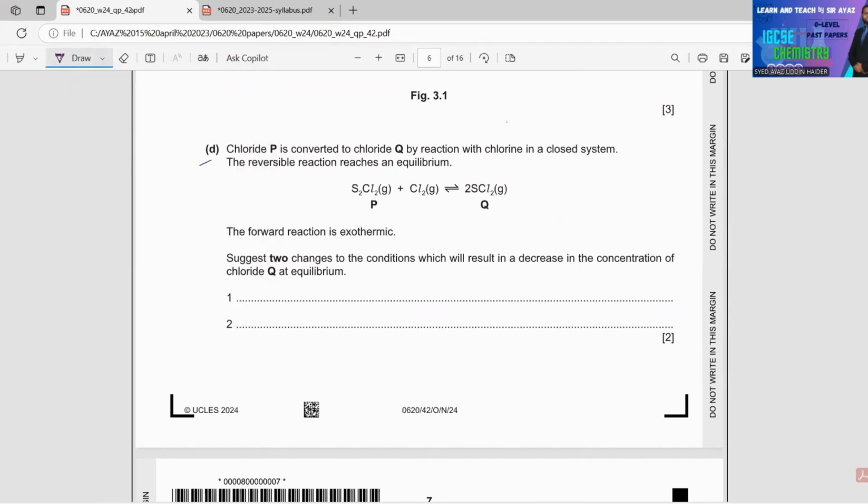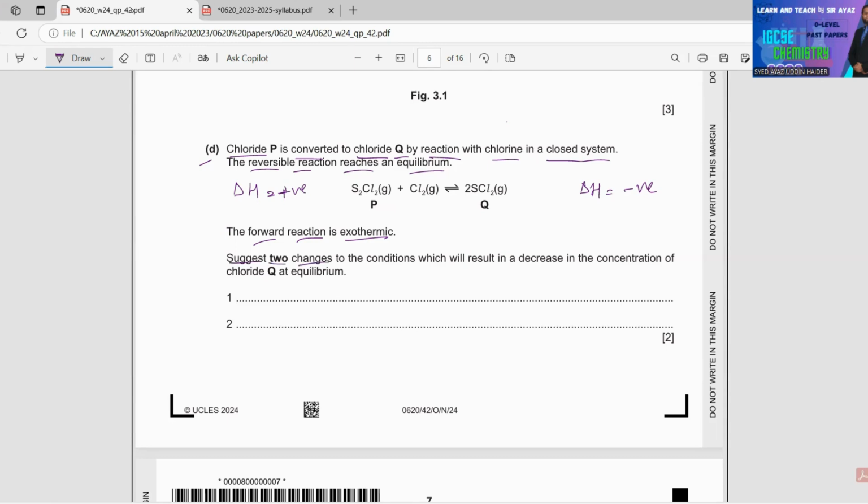Moving to next part, which is part D. Chloride P is converted to chloride Q by reaction with chlorine in a closed system. The reversible reaction reaches an equilibrium. On the left hand side, we have reactants S2Cl2 plus Cl2, and on the right hand side, which is the product, we have 2 moles of SCl2. The forward reaction is exothermic, which means in the forward direction, the value of delta H must be minus, and automatically in the reverse direction, it will be positive.